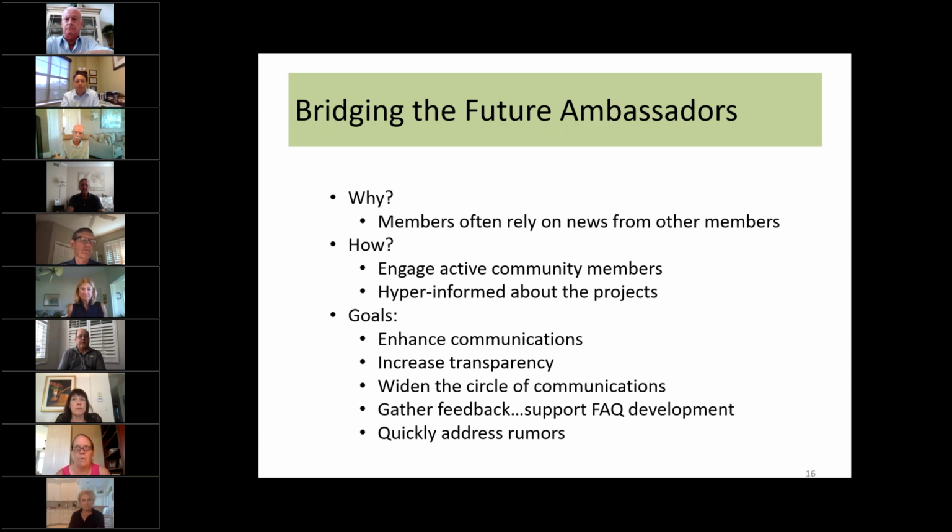One other thing we're planning on doing, and I mentioned it at my last meeting, is to have ambassadors throughout the community. We on the board and the ad hoc committees are getting information, but there's a lot of misinformation and rumors out there. So we've already identified 20 people involved in different areas: neighborhoods, golf, bridge, tennis, fitness center.